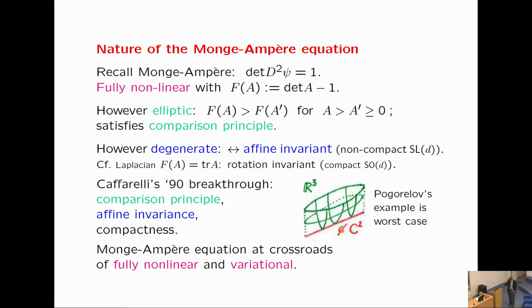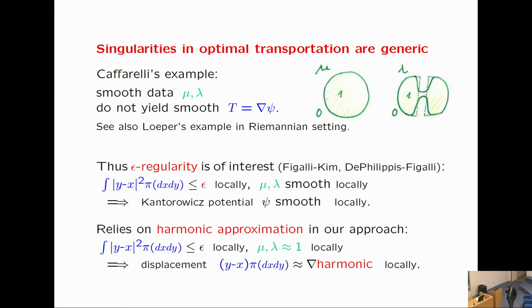And Caffarelli's amazing result was that this is the worst case that can happen. These counterexamples, in a certain sense, are the generic behavior, and therefore any singularity must connect to the boundary of the domain, and then you can impose conditions on the boundary data which rule out this behavior. And that's exactly what was at the origin of his regularity theory, first for the Monge-Ampère equation, and then as a consequence for optimal transportation.